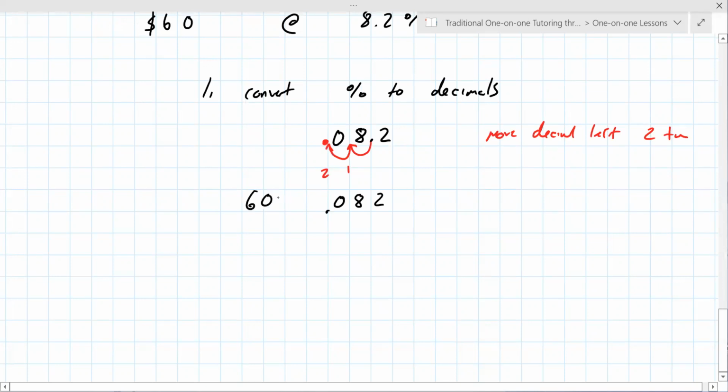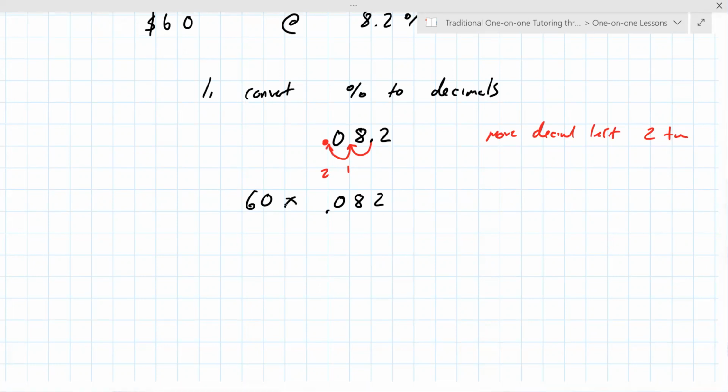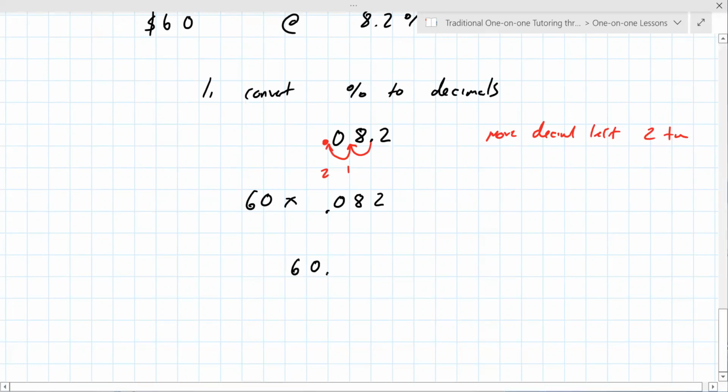So you have to take 60 and multiply it by 0.082. Now, are you allowed to use a calculator, or is this all by hand? It's all by hand. Okay, very good. So we put the larger number on top, 60, the smaller number on the bottom, 0.082. The larger goes on top, smaller goes on the bottom. Now, what goes in these positions where I haven't put any numbers? Zeros.